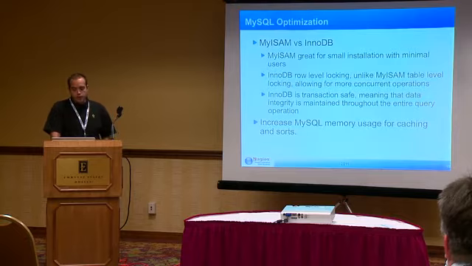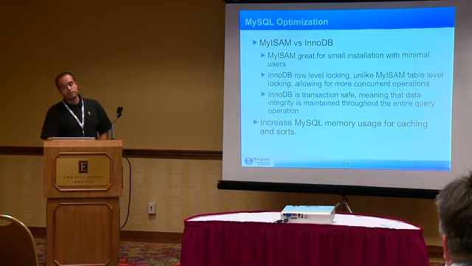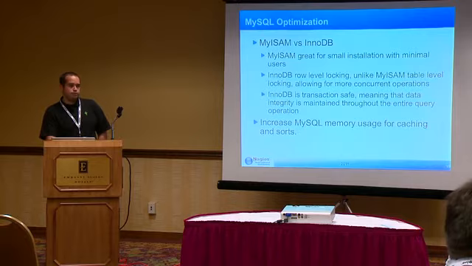Other optimizations you can make include increasing the MySQL memory usage for caching and sorting. From the standpoint of caching and sorting, it really helps for the poller table, but it also helps from the aspect of the user interface and the queries that are required to display, for example, the graph tree and the graphs, to pull the graph definitions to generate the graphs.